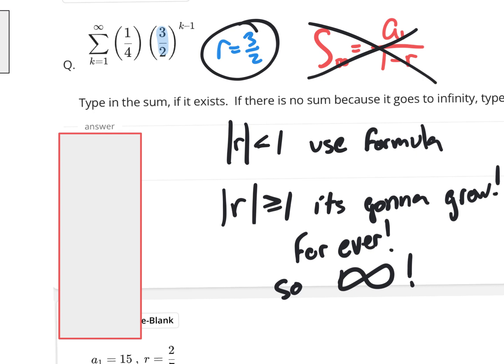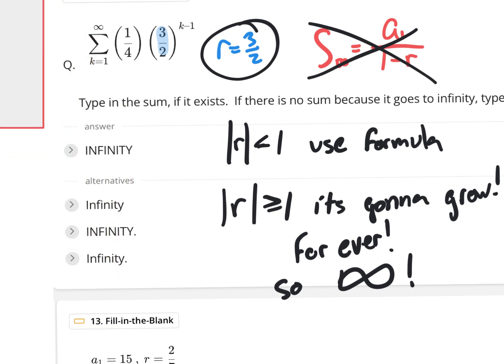And if we look at our answers right here, there it is, infinity. I want you to actually type in the word infinity. If you don't use all caps, it's okay. If you use all caps with the period, it's okay. If you don't use all caps with the period, it's okay, right? So all these, just type in the word infinity and you'll be good. I love these questions. They're so easy.